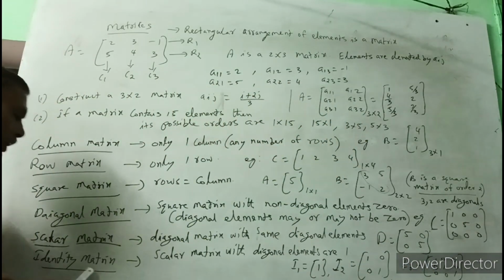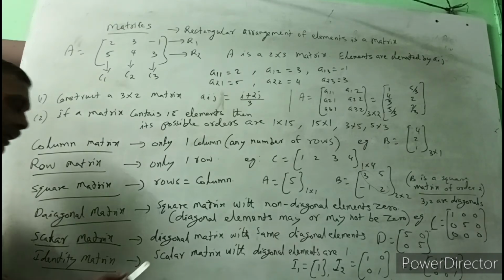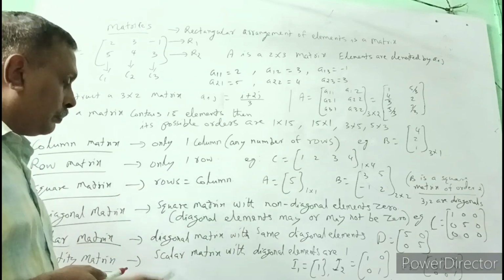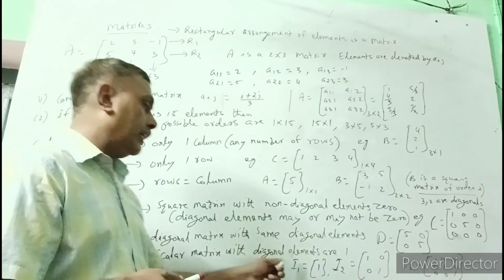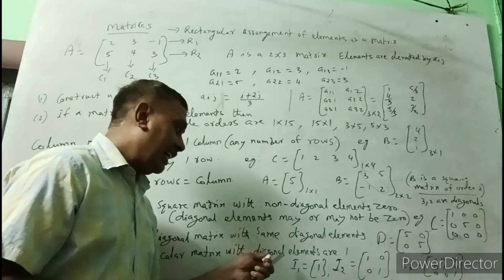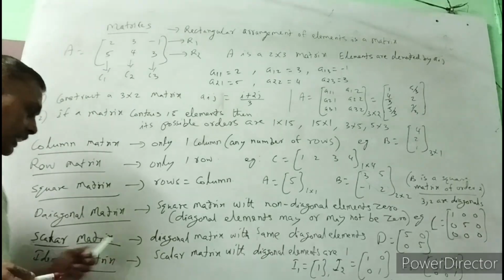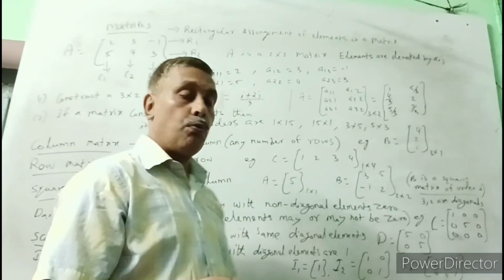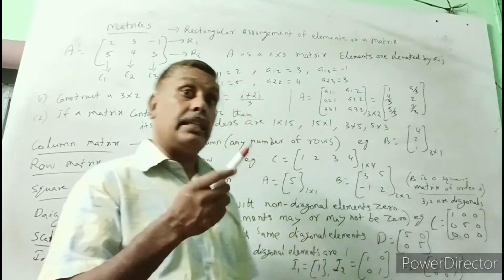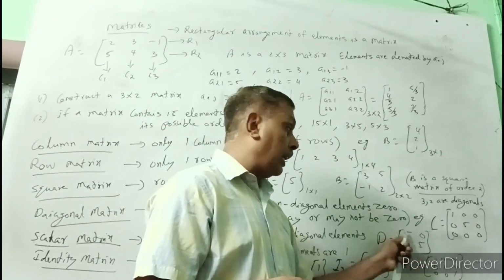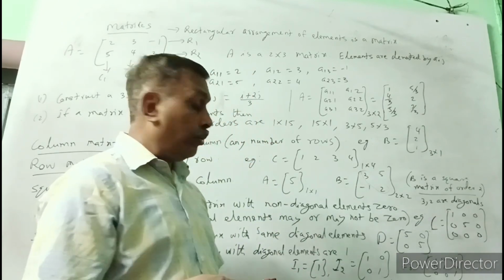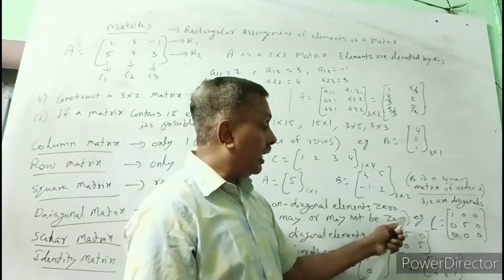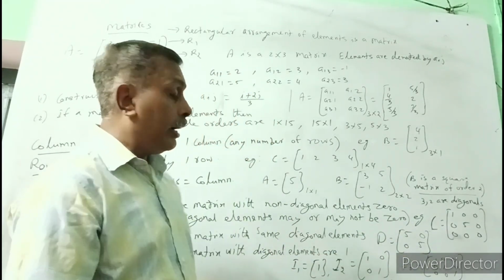Then the most important one coming is the identity matrix. An identity matrix must be a scalar matrix, which means it must be a square matrix and a diagonal matrix. All that is satisfied, so it is a scalar matrix in which the diagonal elements can only be 1. In a scalar matrix you can write any number. So every identity matrix is a scalar matrix, but every scalar matrix is not an identity matrix.